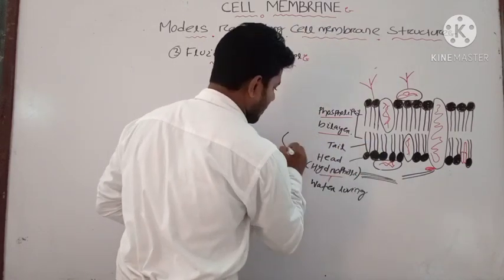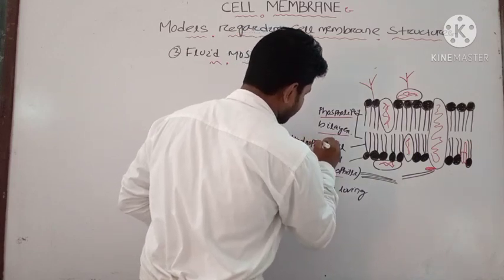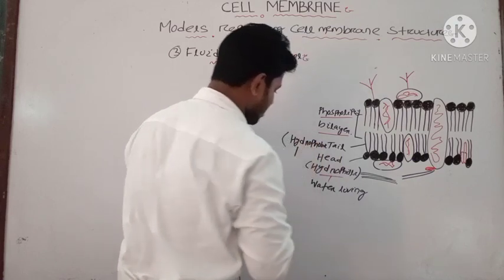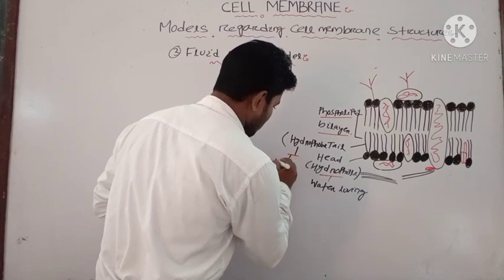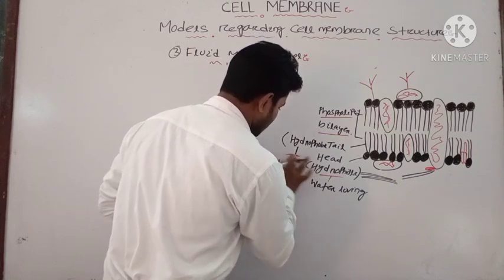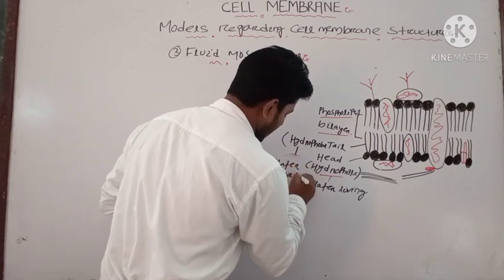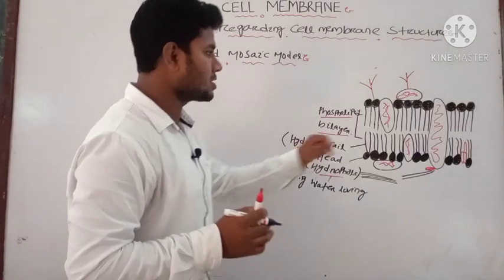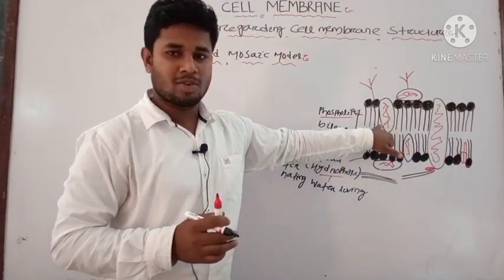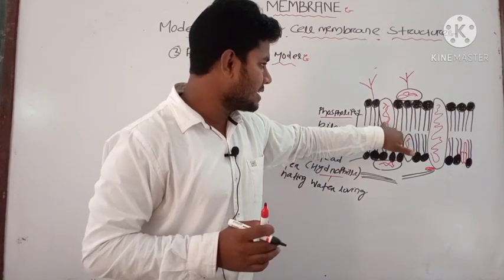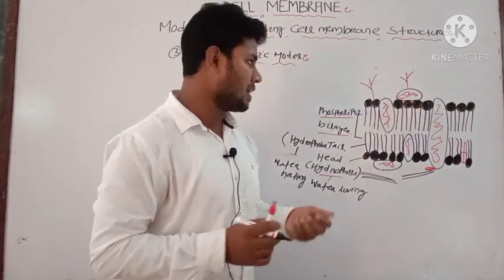Tail portion is your hydrophobic, and it is known as your water hating. Okay, this is the normal structure. Then you will find two types of proteins. Here the proteins are known as integral proteins or intrinsic proteins, and the proteins which are present on the surface, that are known as your peripheral proteins.